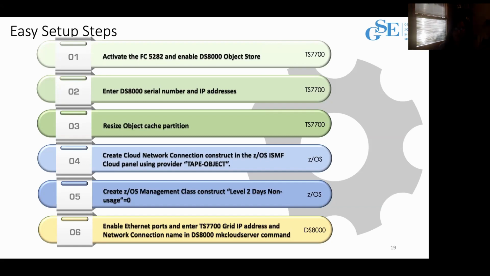And then last, on the DS8000 side, you need to enable those Ethernet ports. They don't come enabled by default, so they just need to be enabled. And then you're going to be entering the TS7700 grid IPs, just like you did on the 7700 and adding the DS8000 IPs, but you'll be adding those grid IPs to this DS8000 and specifying the network connection name. That is the cloud network connection construct that you just set up in zOS. You need to specify that connection name so it knows where it's going to be sending that data, and that's pretty much it on that setup.